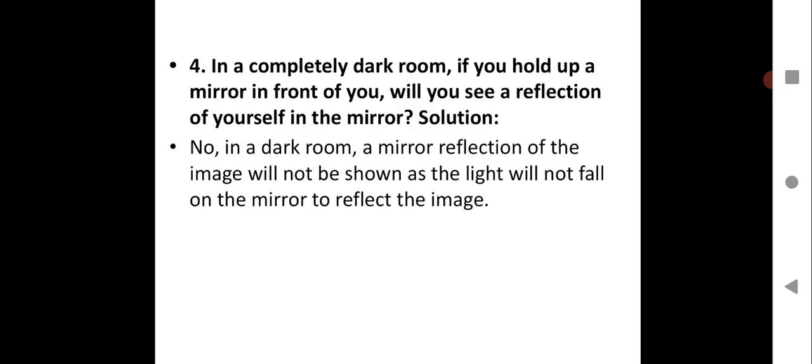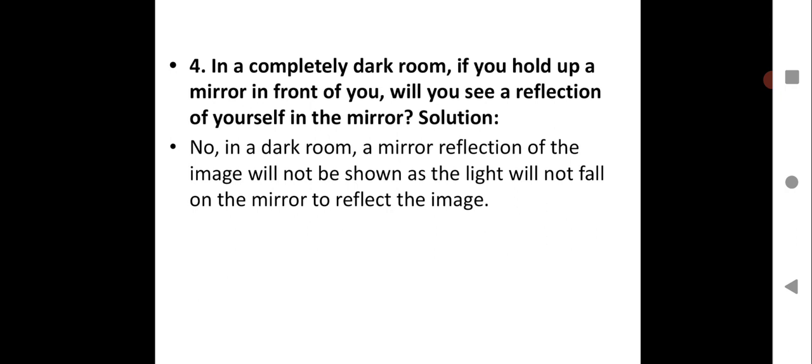Then, in a completely dark room, if you hold up a mirror in front of you, will you see a reflection of yourself in the mirror? So what happened in the dark room? No, in a dark room a mirror reflection of the image will not be shown, as light will not fall on the mirror to reflect the image.